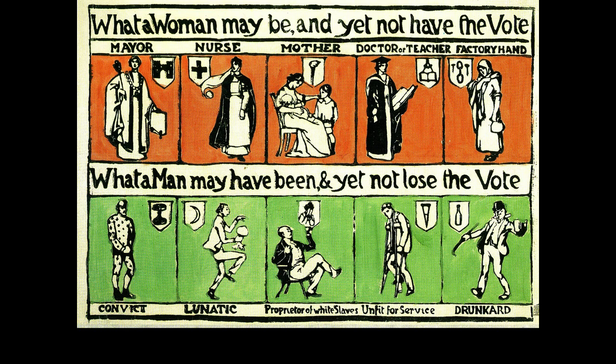And now here's the juxtaposition, the comparison. What a man can be, and yet he doesn't lose his right to vote. He can be a convict. He can be a lunatic, completely crazy. And I don't know why they made the lunatic a guy dancing with what appears to be a radish, but I guess that was just crazy back then. Proprietor of white slave. So I think in this context, someone who is basically enslaving his wife, making them do labor for him. Unfit for service, so you can be injured, not even fit for the military. Or you can be a drunkard, all these things, and you still don't lose your right to vote as a man, while the women up top, being all noble and wonderful, don't even get the right to vote.